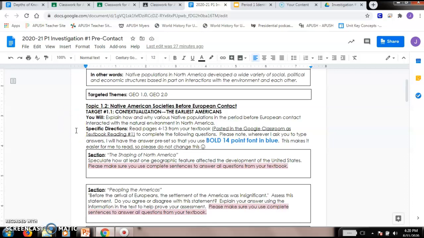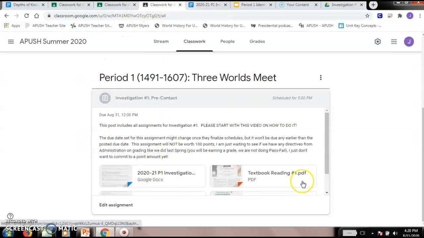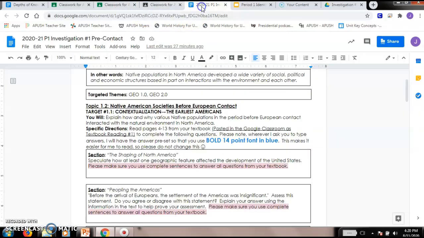It says read pages 4 through 13 in your textbook. I know you guys don't have textbooks. It says posted in Google Classroom as textbook reading number 1. So I'm trying really hard to label things exactly what I put in the directions. So textbook reading was right there. Should be clear and easy to read.